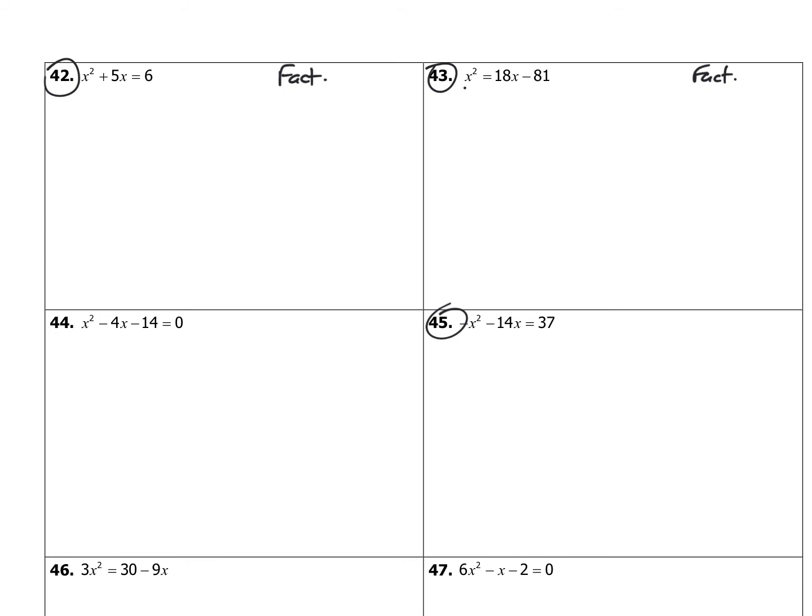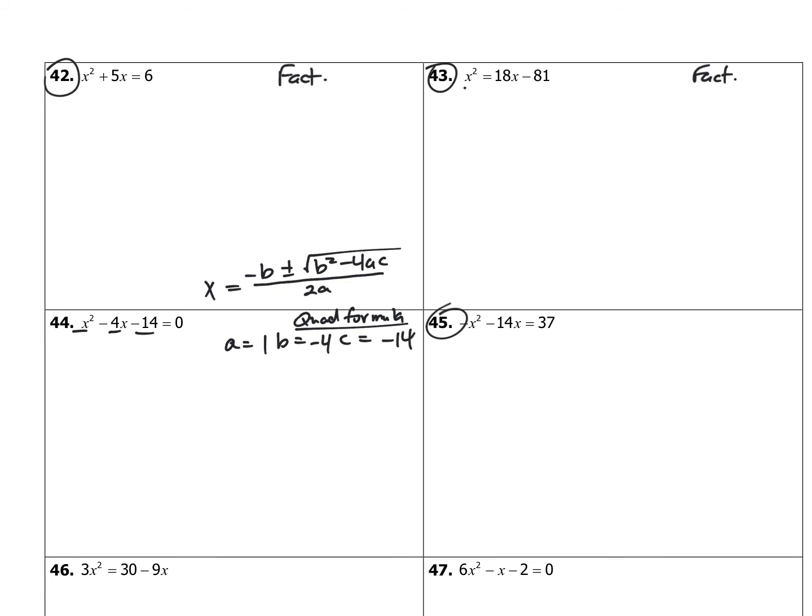All right, 44. This is going to be the quadratic formula. Okay, quadratic formula. X equals -b plus or minus the square root of b squared minus 4ac all over 2a. So there's the formula. Hope you like my song. First thing to do is define a, b, and c. A is 1, b is -4, and c is -14.